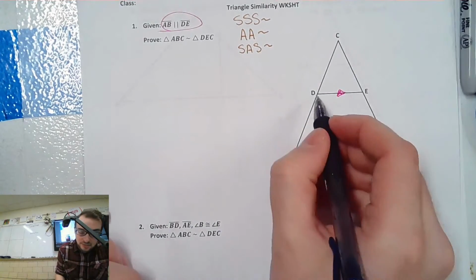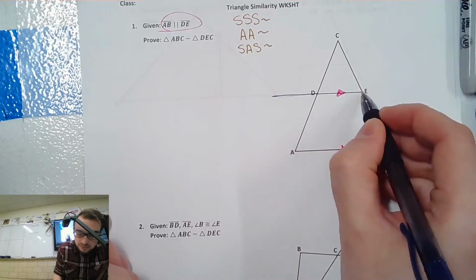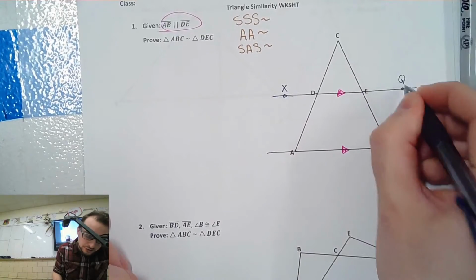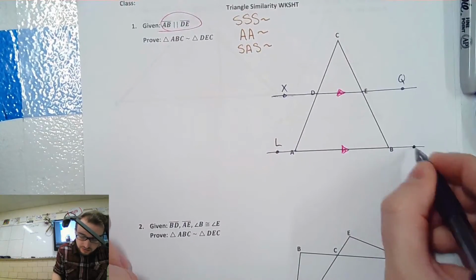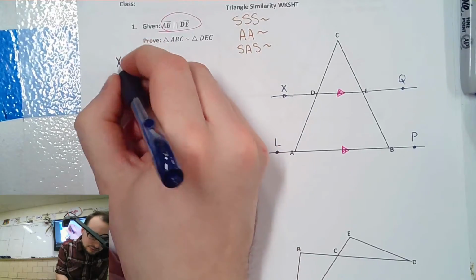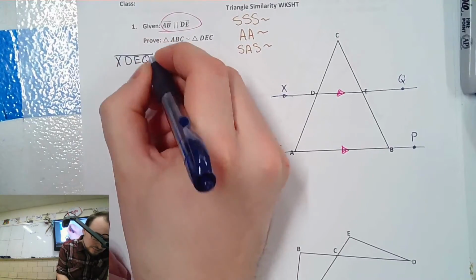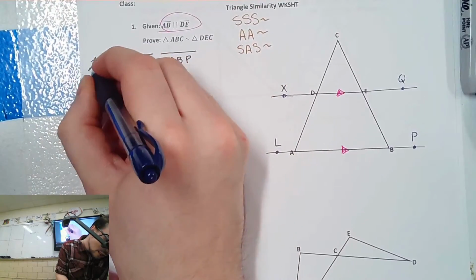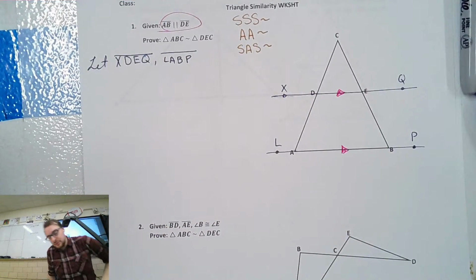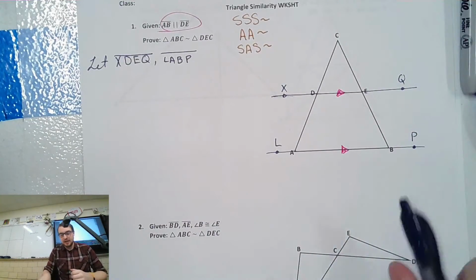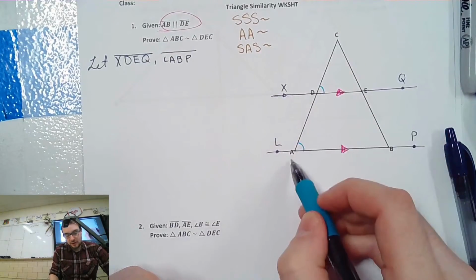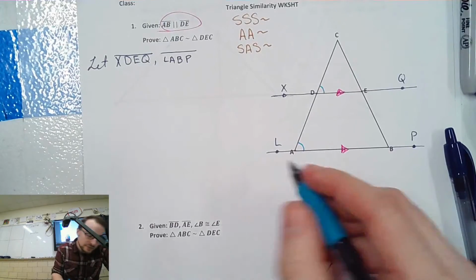Exactly. So to help you guys see that, I'm going to extend my parallels, which you should always do. X, Q, L for Landry, and P for pi. All right, so X, D, E, Q. L, A, B, P. Guys, check it out. Corresponding angles right here and here. You agree? Top right corner of the intersection. If I were to extend this, top right corner of the intersection, right?